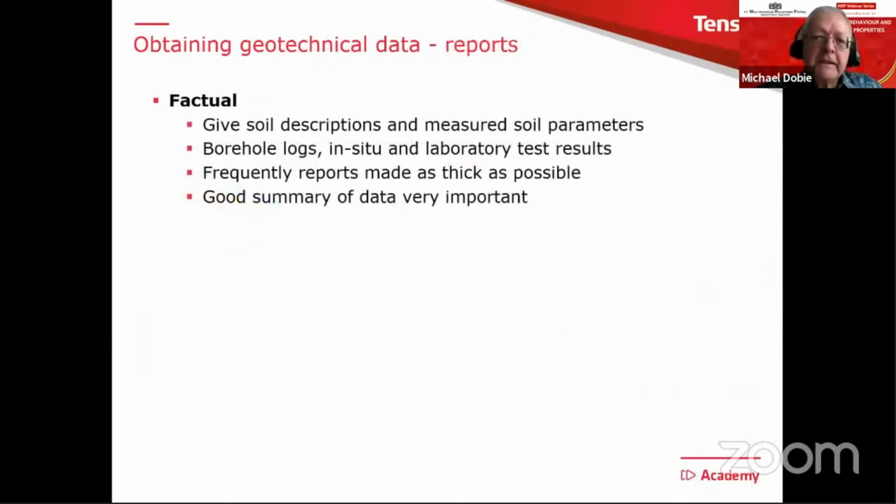But probably what most of you will see is geotechnical reports. And I think really these webinars are aimed very much at engineers who receive geotechnical reports, and then they have to make use of that data in their project and in their designs. So there are normally two types of report.